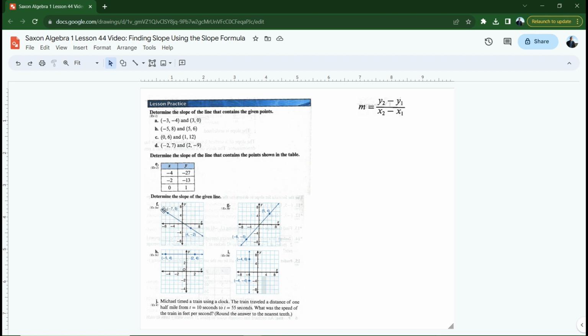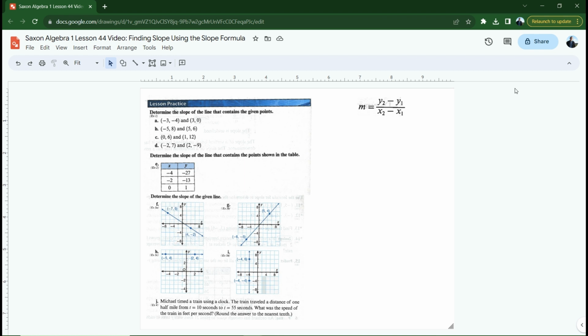If we can find 2 points on a graph and we know the coordinates, we can plug in the y value from the second point minus the y value from the first point. That's y2 minus y1 over the x value from the second point minus the x value from the first point. And then when we do that division, that gives us the slope of our graph.